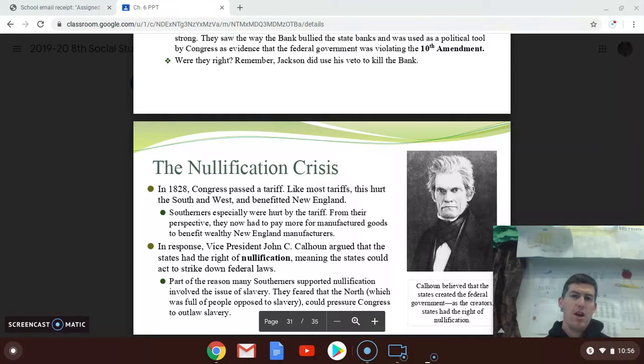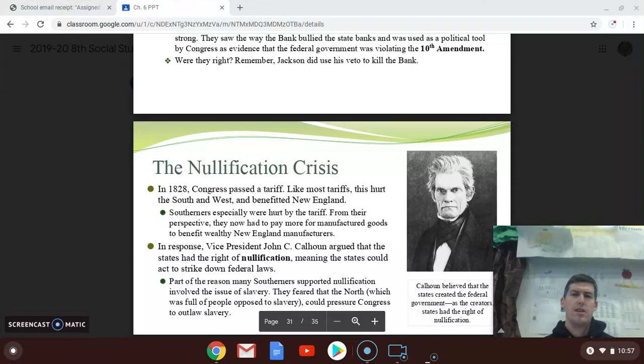So Vice President John C. Calhoun, who is from South Carolina, argues that states have the right of nullification. So what does that mean? This means that states have the right to get rid of federal laws that they think have violated the Constitution. So this is kind of similar to the power of judicial review. Remember, judicial review is the power of the Supreme Court to essentially rewrite or eliminate federal laws that they think violate the Constitution. Well, nullification, according to John C. Calhoun, is the power of a state to ignore a federal law.